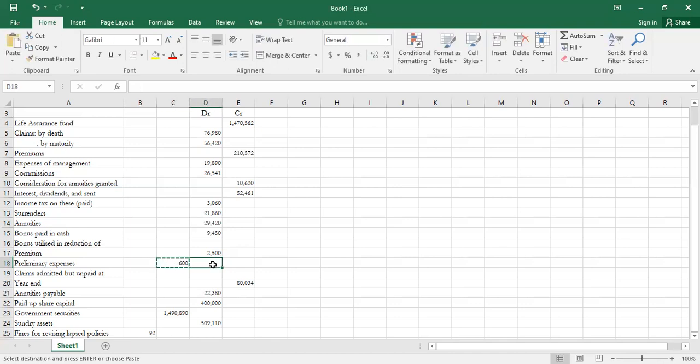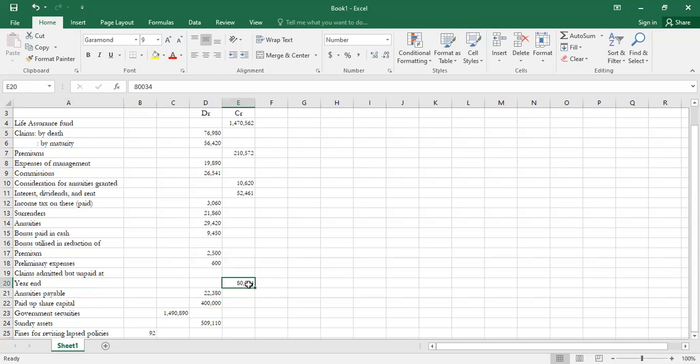Let me just paste them. Then I have claims admitted but unpaid at year end. These are claims, therefore supposed to be credited. So on the credit side, we are going to adjust them in our revenue account.